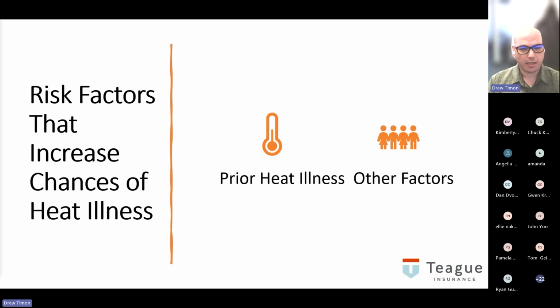Other factors, including prior heat illness. If you've experienced a heat illness before, then you're more likely to experience a heat illness again. Severe heat illness may cause permanent acute damage to the heart, the kidneys, and the liver, which may lead to chronic and even fatal disorders. Some additional factors could be workers that are over the age of 60, or when they're wearing non-breathable clothing or personal protective equipment.